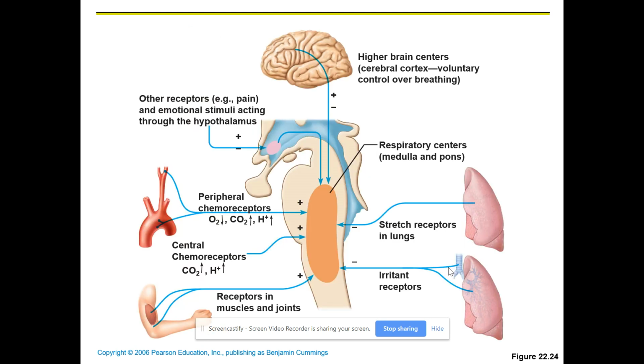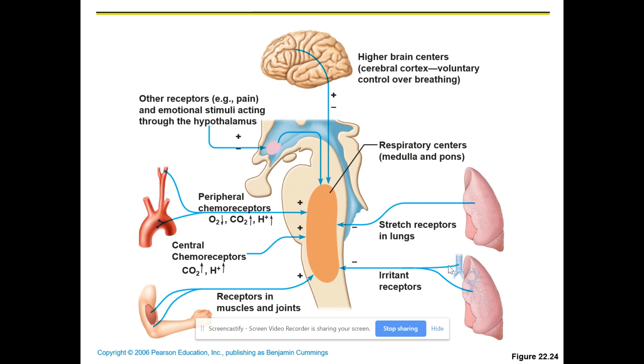There are other things that affect respiration too. We don't want to overinflate the lungs, so there are stretch receptors in the lungs to prevent that. Certain things in our respiratory system will cause us to sneeze or cause us to cough. Those are just respirations. So if you get pepper in your nose, it's an irritant, and very quickly you'll change your respiratory pattern. You'll sneeze. We also have receptors in our joints and muscles to indicate when we start exercising. We're going to need more oxygen. Respiration goes up.